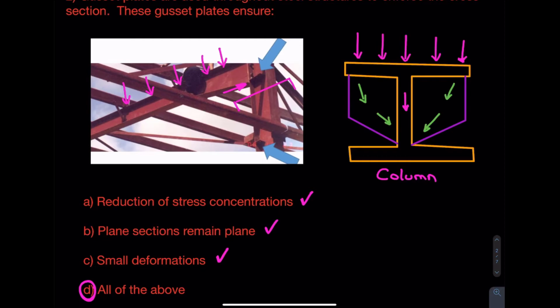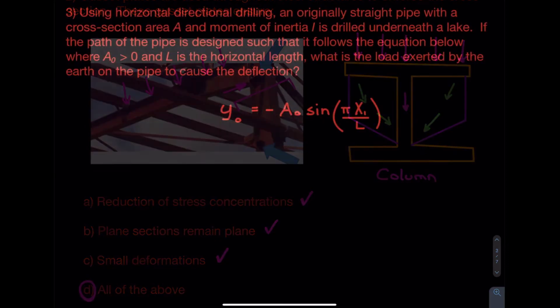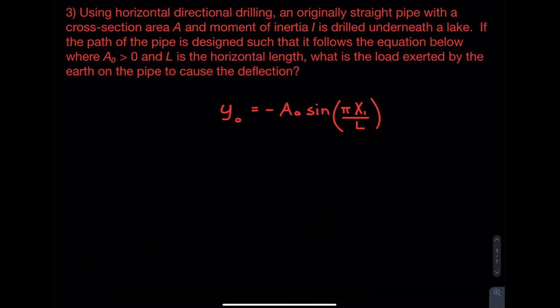So now let's jump into question 3, where we can start actually doing some calculations when it comes to beam approximations. Question 3 says: using horizontal directional drilling, or HDD, an originally straight pipe with a cross-sectional area A and moment of inertia I is used to drill underneath a lake. The path of the pipe is designed such that it follows the equation below. So we have this nice equation down here, where A naught is greater than 0 and L is the horizontal length. What is the load exerted by the earth on the pipe due to this deflection?